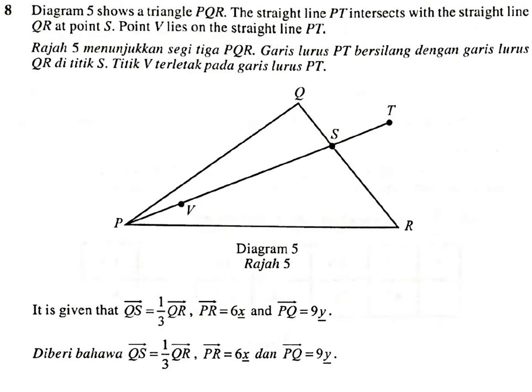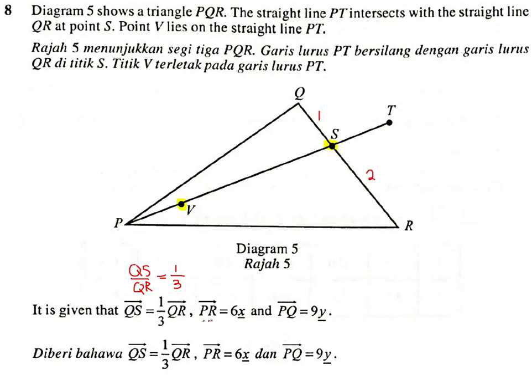SPM 2017, paper 2. We are given the triangle PQR and the straight line PT intersecting with the straight line QR at point S. And point V lies on the straight line PT. It is given that QS equals 1 over 3 QR. QS over QR equals 1 over 3, right? Which means QS is 1, QR is 3, SR will give you 2, correct?